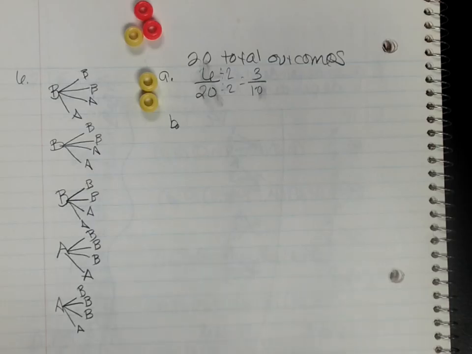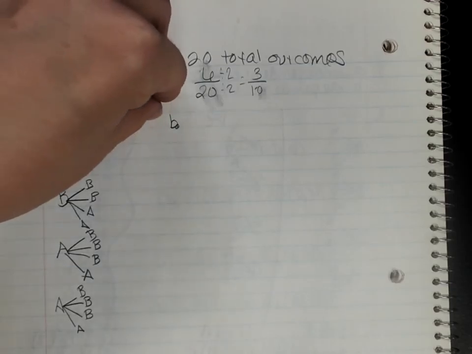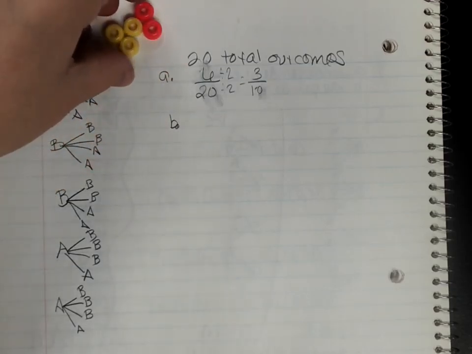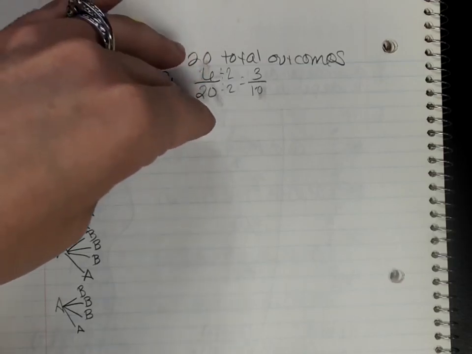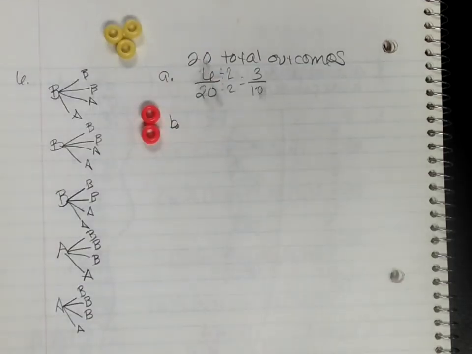What is the probability that neither of the fruits will be banana? So we don't want a banana at all. So all we want are apples. I'm going to call on somebody at random. I want to see who's with me.